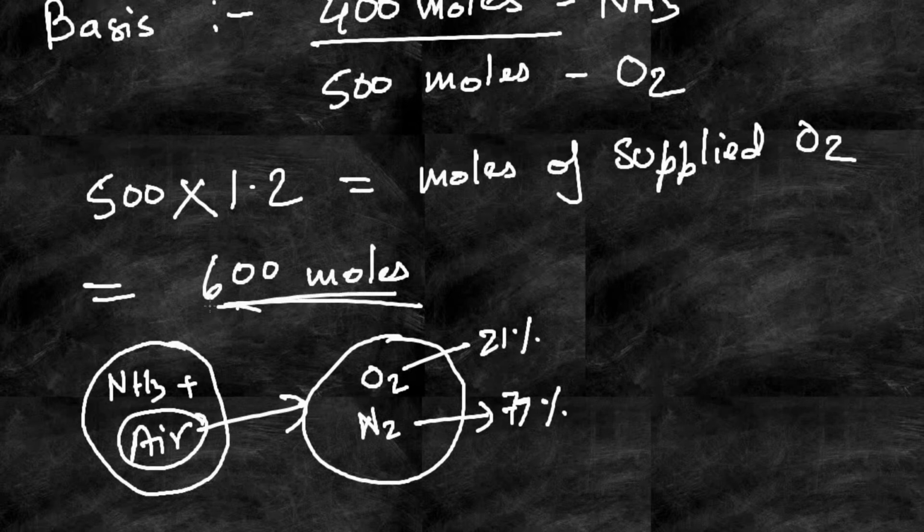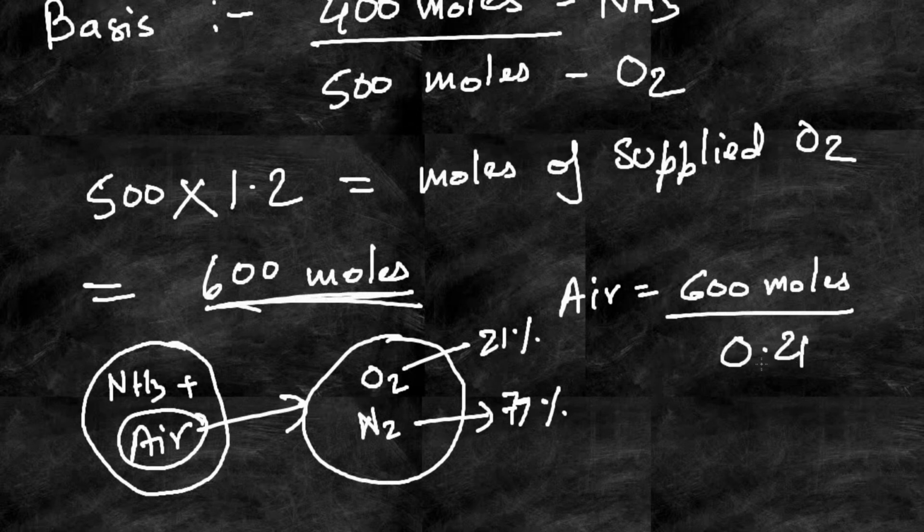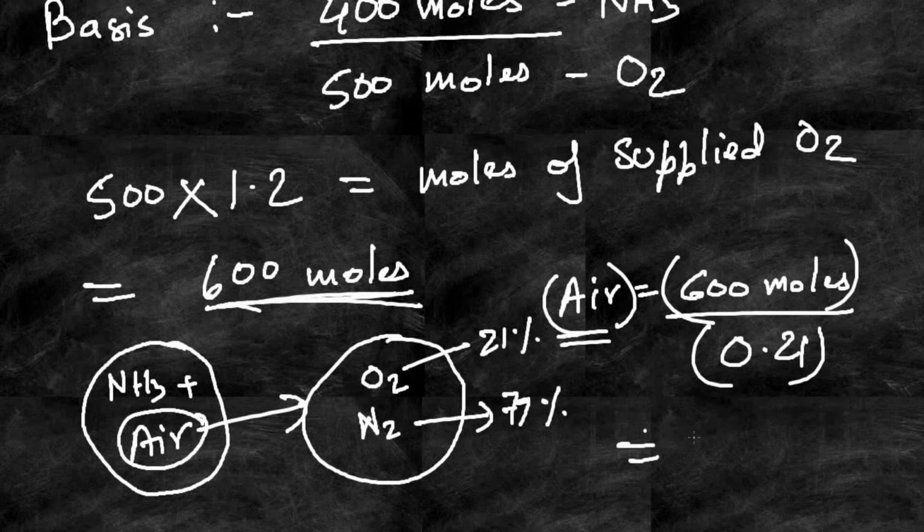Now in the feed they have supplied 600 moles of oxygen. So if I know that 600 moles of oxygen has been supplied, then what is the total amount of air which is fed in? The total amount of air will be 600 divided by 0.21, because 0.21 of the total air is the amount of oxygen. So if I divide the amount of oxygen by 0.21, I will get the moles of air which has been fed in. This turns out to be 2857.14. These are the number of moles of air which has been supplied.